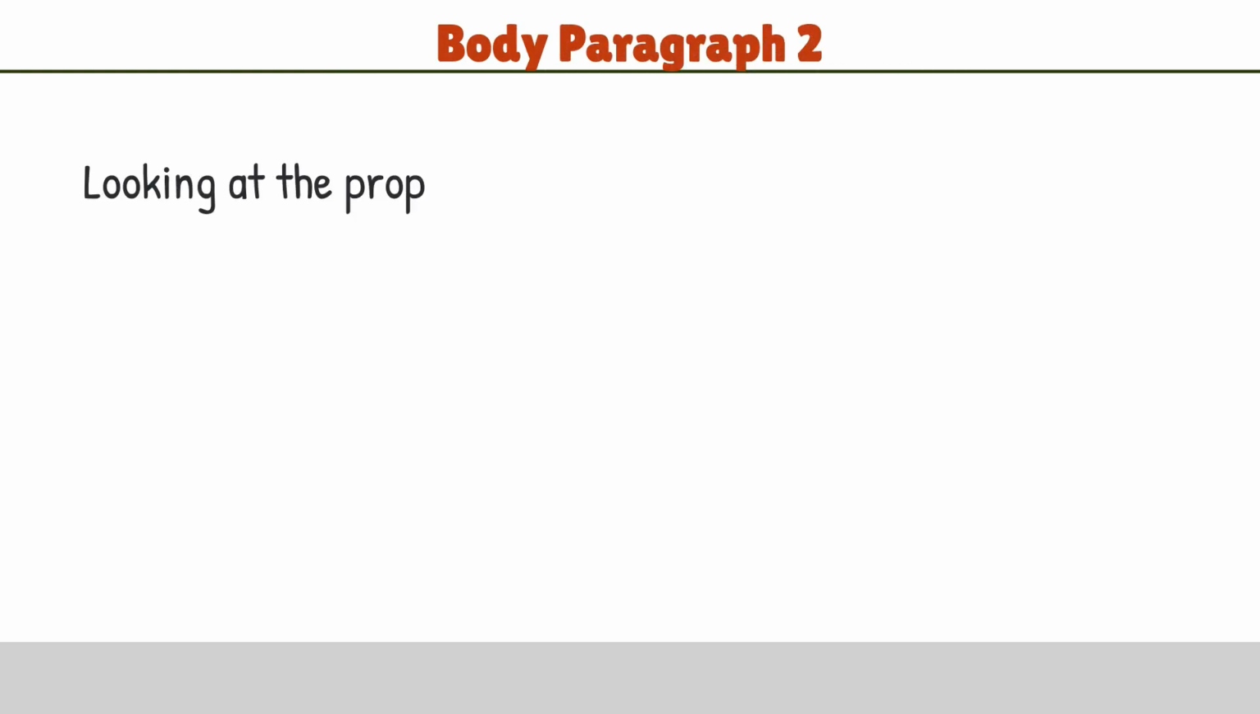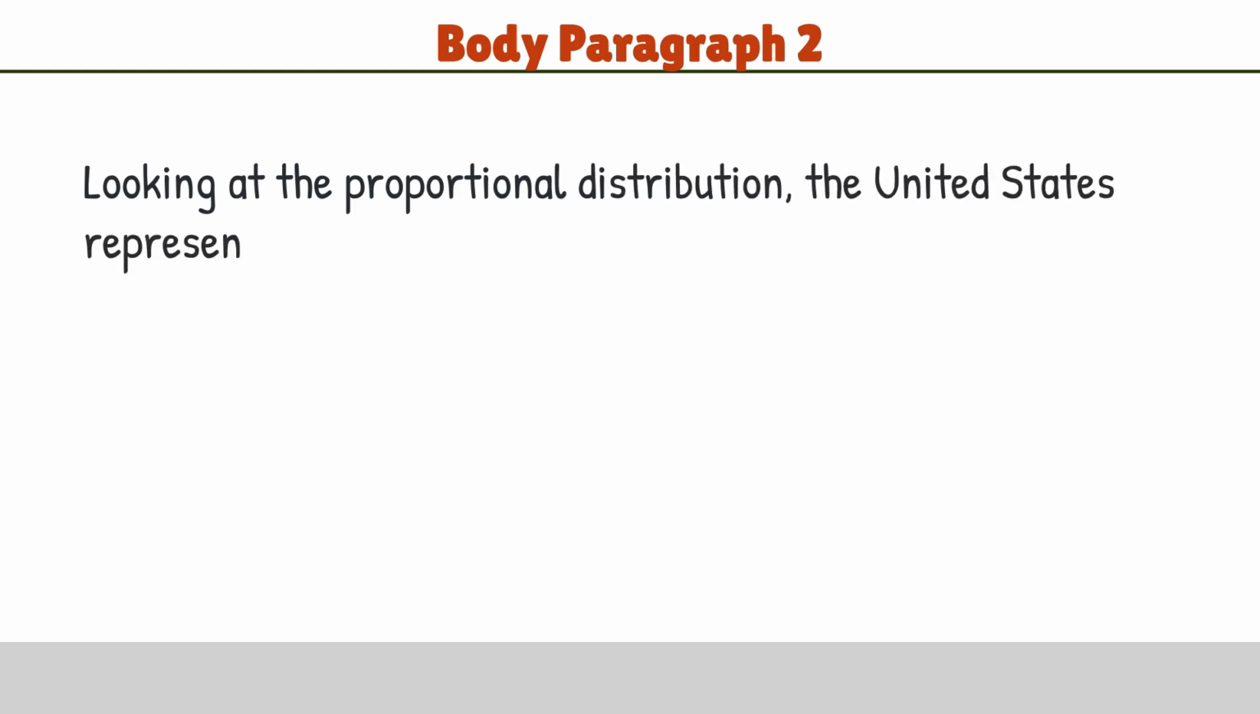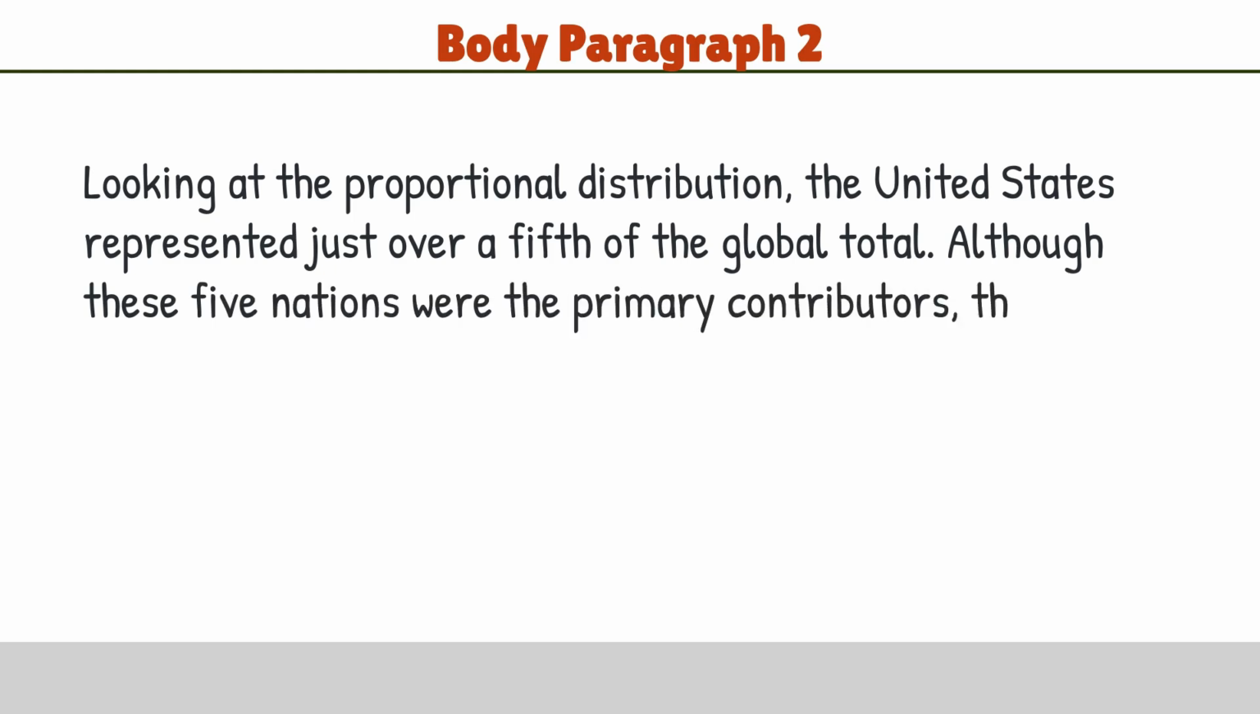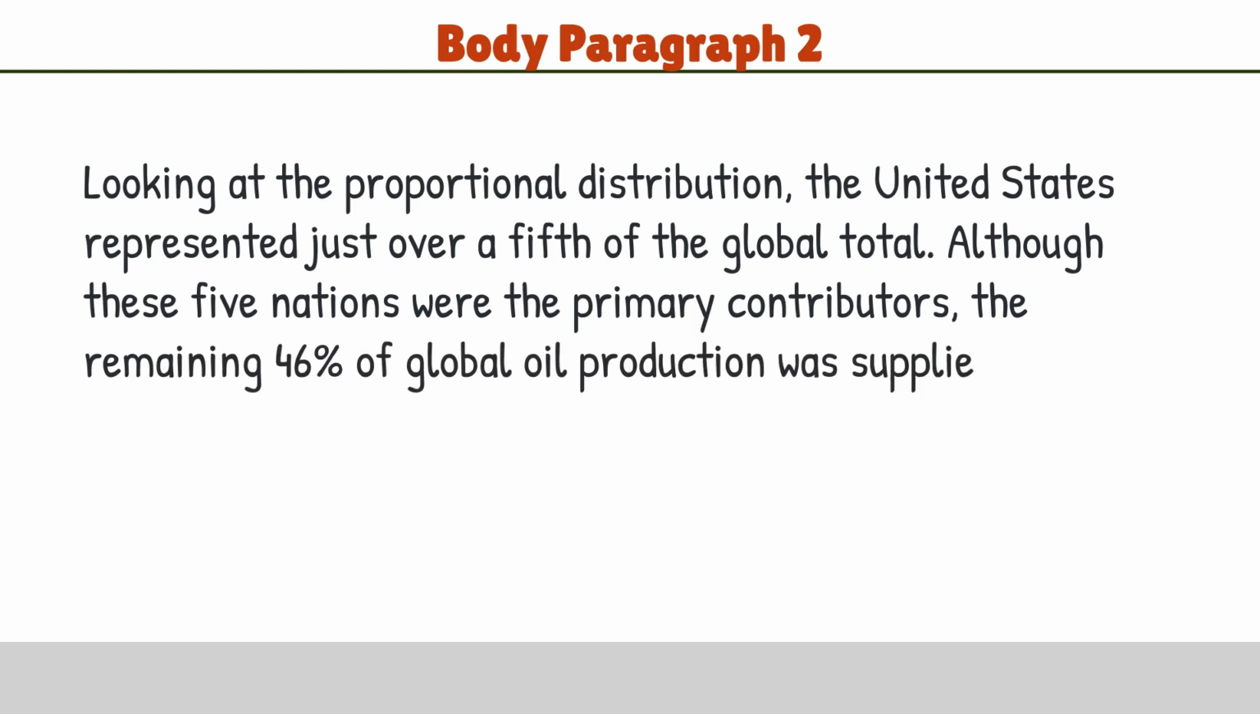Looking at the proportional distribution, the United States represented just over a fifth of the global total. Although these five nations were the primary contributors, the remaining 46% of global oil production was supplied by the rest of the world.